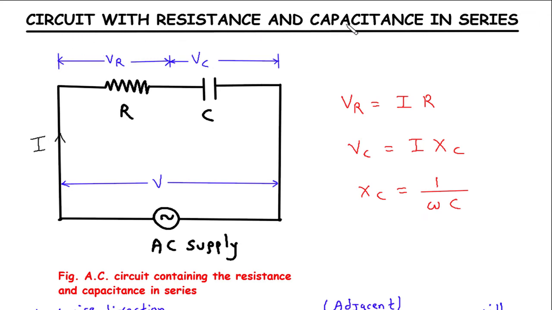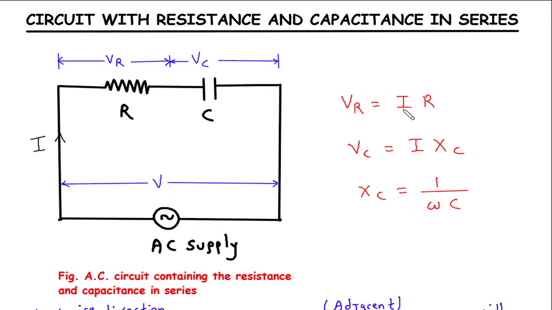Circuit with resistance and capacitance in series. Here we can see that this is an AC circuit containing resistance and capacitance in series. Let VR be the voltage drop across this resistor R and VC be the voltage drop across this capacitor C, and this current I is the current flowing through this circuit. This is an AC supply and this V is the applied voltage.